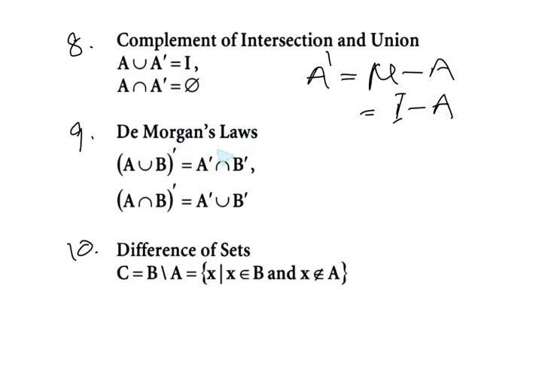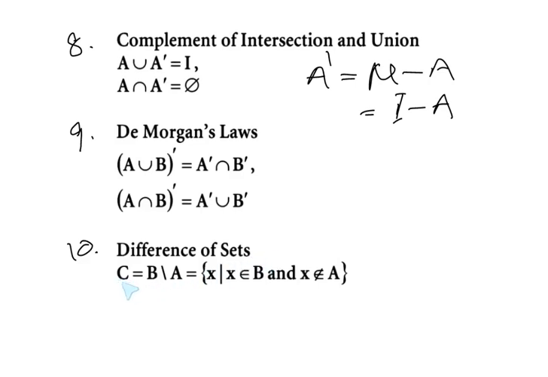So, De Morgan's laws: (A union B) whole dash, that is the complement, is equal to A complement intersection B complement, and (A intersection B) whole dash equals A dash union B dash.